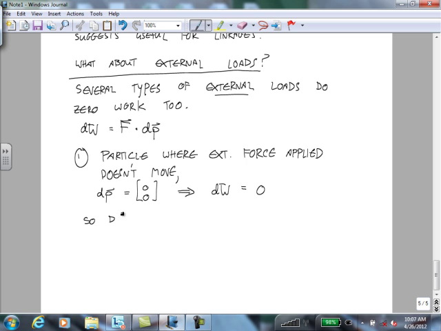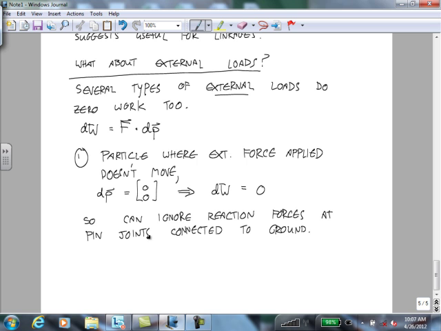So let's say you can ignore reaction forces at pin joints that are connected to the ground. Okay, that's a big deal. That helps a lot.